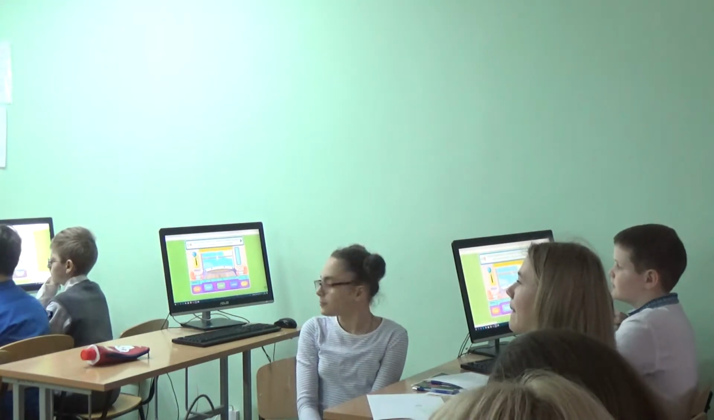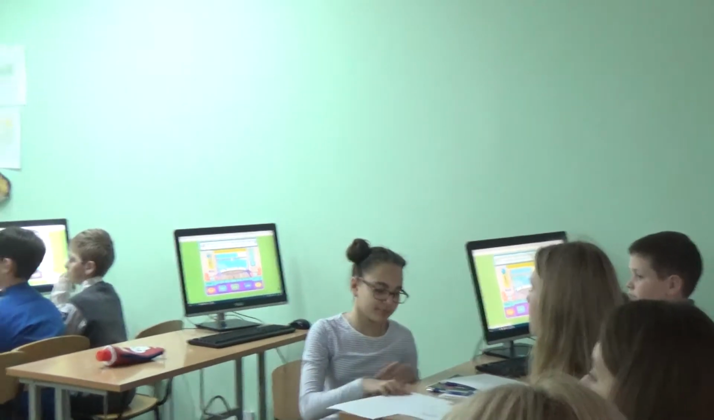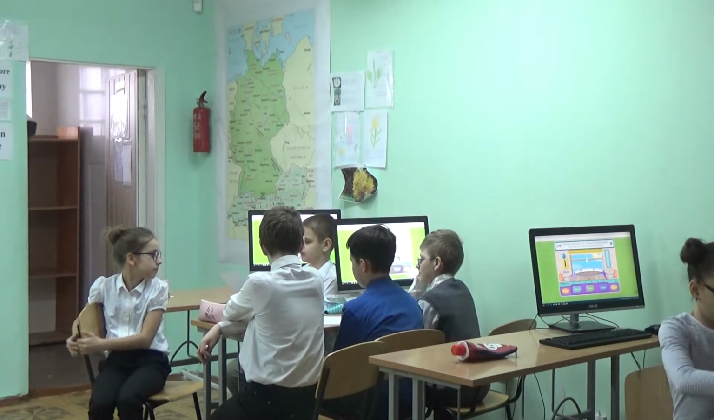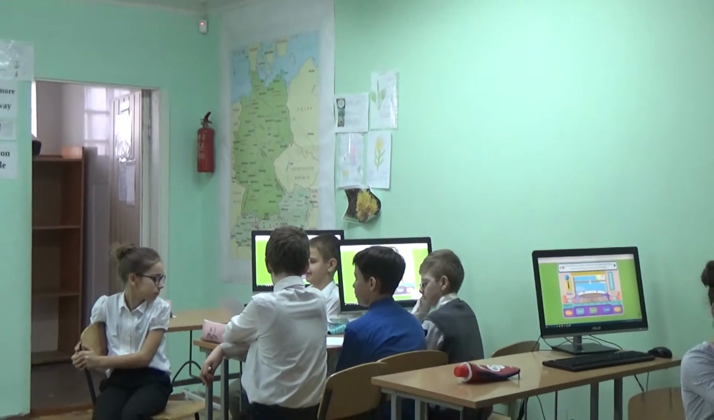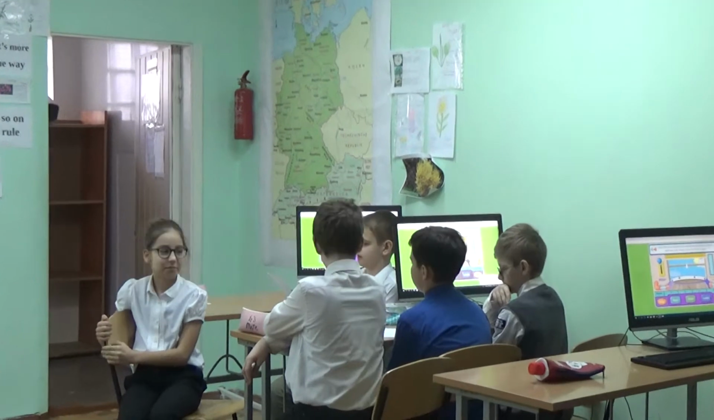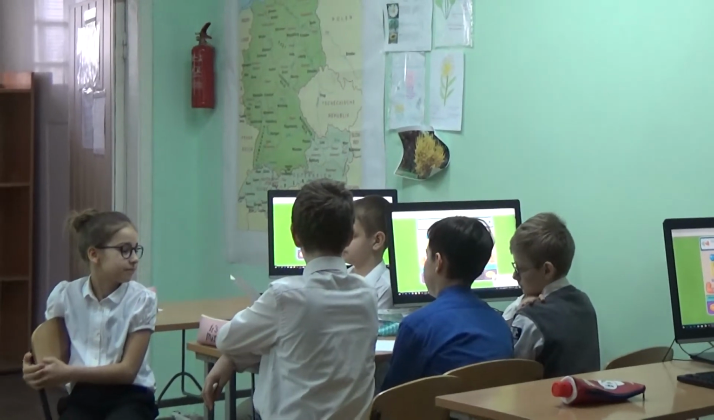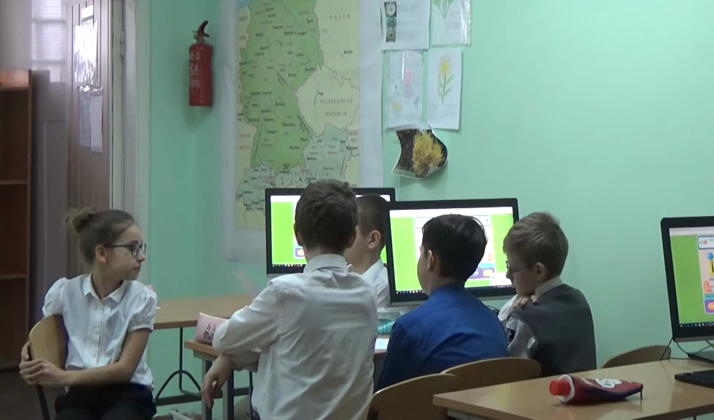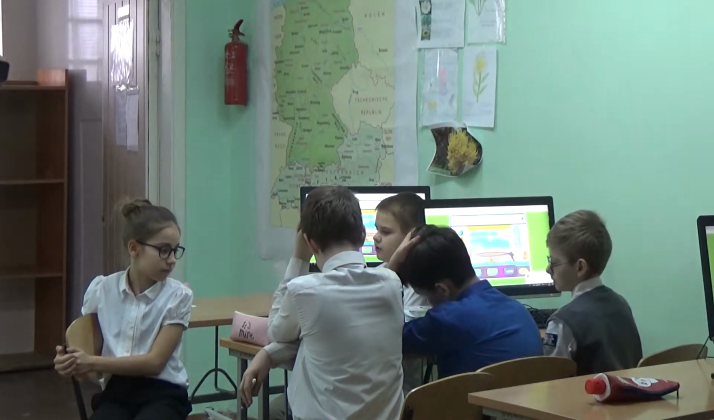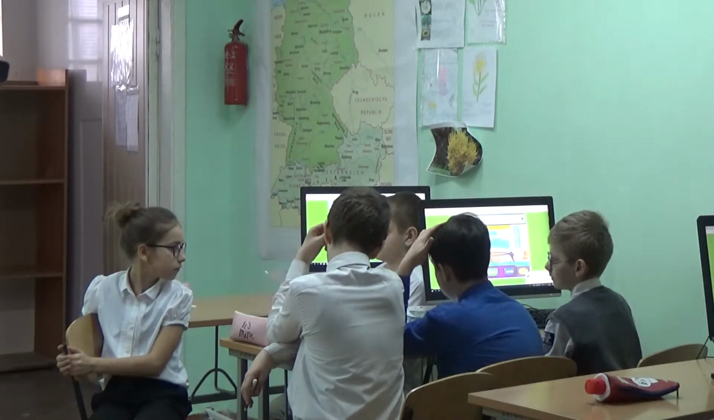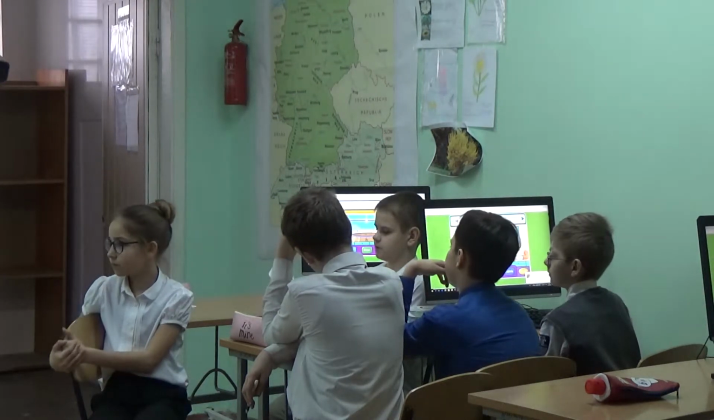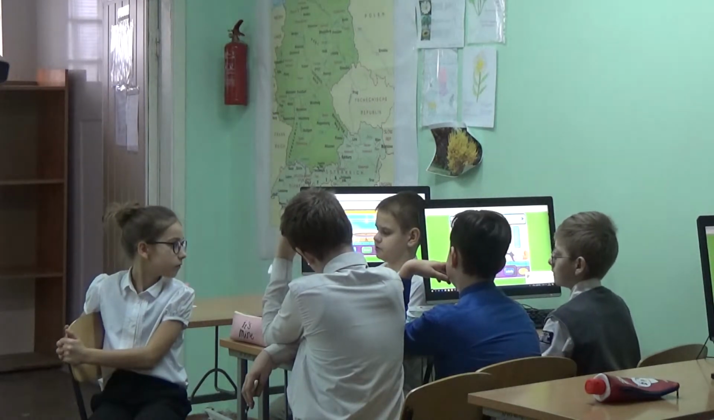The last team, what is the name of your team? We are Strong 3. Yeah, you are Strong 3, okay. And speak, please. The name of our plant is willow and it's a tree. It grows near the rivers and streams in North America, Europe and Asia. The bark from the trunk and leaves are used to make tablets. It helps to cure heart disease.